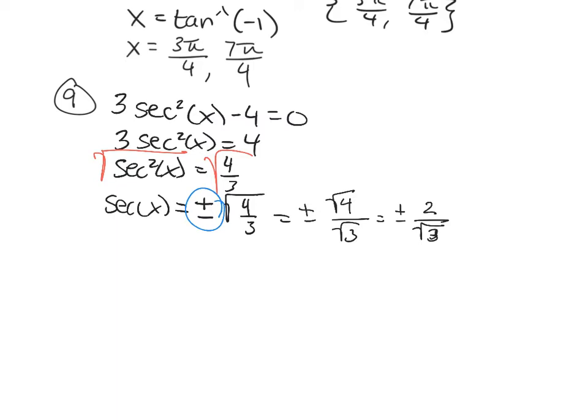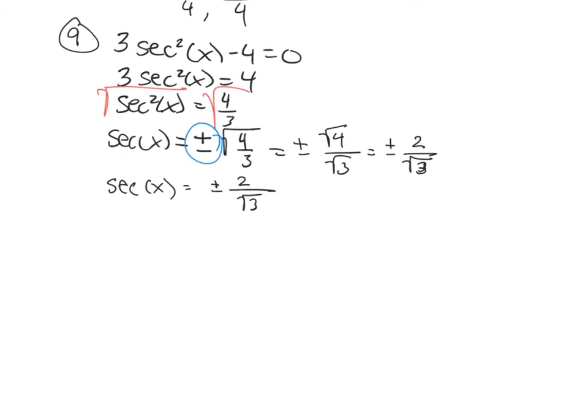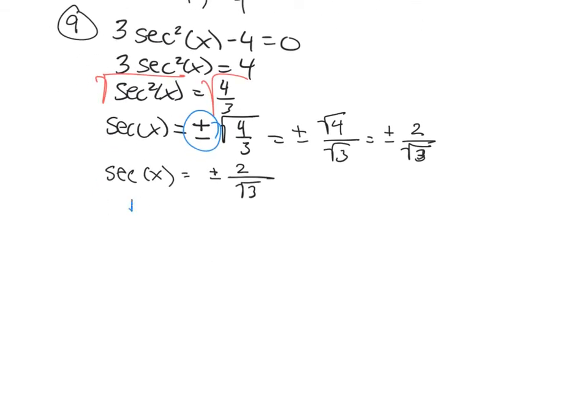Now, we can go through and rationalize this, but I wouldn't do that just yet, because what we really have is secant is equal to plus or minus 2 over the square root of 3. Now, just like we did for problem number, I believe it was 7 in the previous video where we were looking at cosecant, we know secant is the same as 1 over cosine of x.